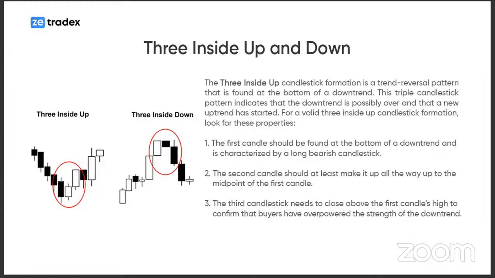For a valid three inside up candlestick formation, we look at these three properties most importantly. First, the candle should be found at the bottom of a downtrend and must be characterized by a long bearish candle. Very importantly, a long bearish candle. Number two, the second candle should at least make it all the way up to the midpoint of the first candle. Number three, the third candlestick needs to close above the first candle's high to confirm that sellers have been overpowered and the strength of the downward trend is about to be over. Next page, please.